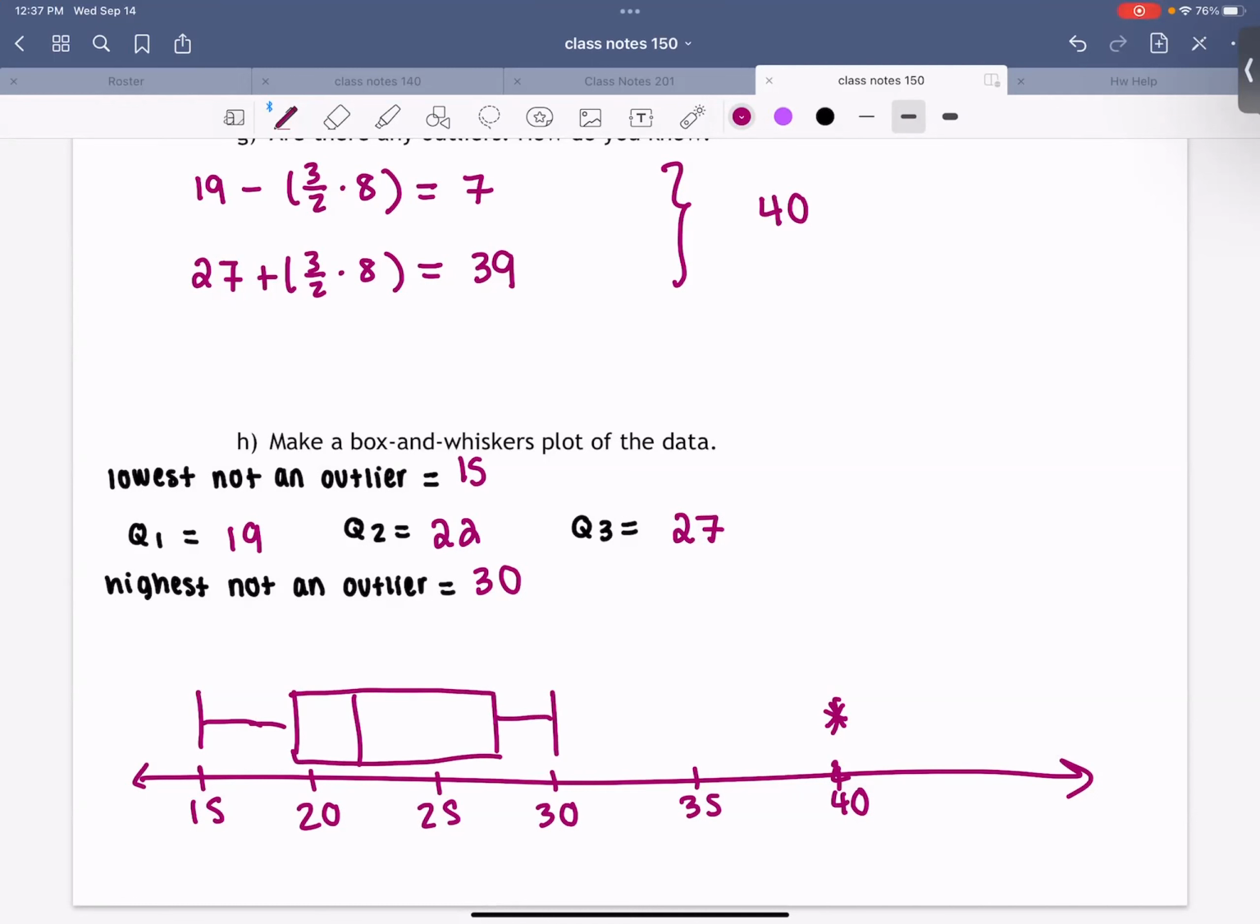Any questions on this box and whiskers block? Nice. Do you feel confident on making these? Yes. Perfect. Okay, so with the remaining time that we have, I have a little quiz review for you.